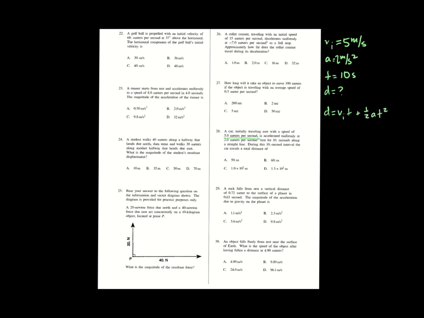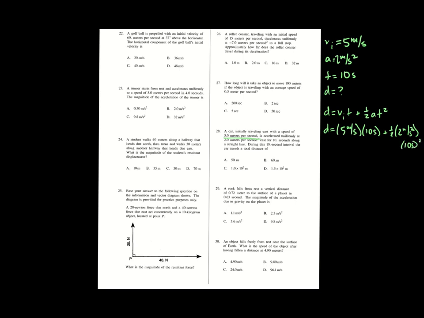Now, think to yourself, why are we using this equation? Why not the others? If you look at your information, we have these variables, and we have to make sure we use the correct equation that lets us solve for what we're looking for without having a second missing variable. Okay. So d equals 5 meters per second times 10 seconds plus 1/2 times 2 meters per second squared times 10 seconds, and that's squared, the time.